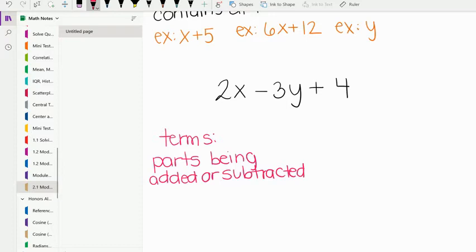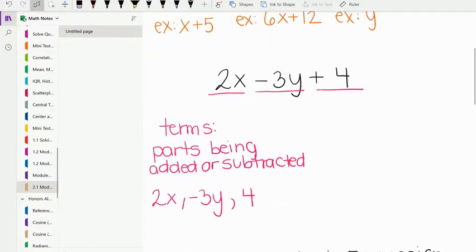So I'm going to underline the terms. They're 2x, negative 3y, and 4. In this case, there are 3 terms. I'll list them out here: 2x, negative 3y, and 4. Those are the terms.